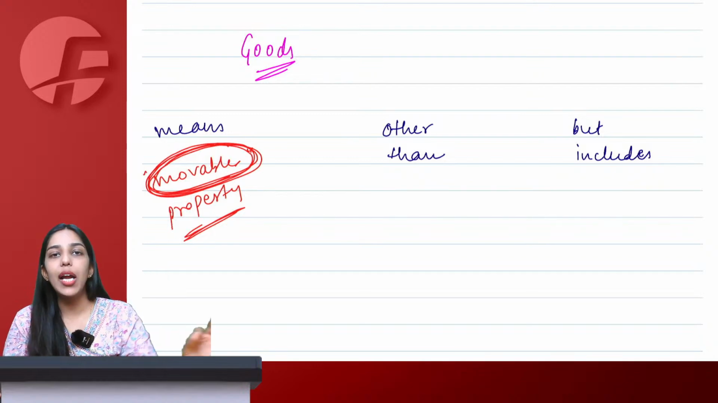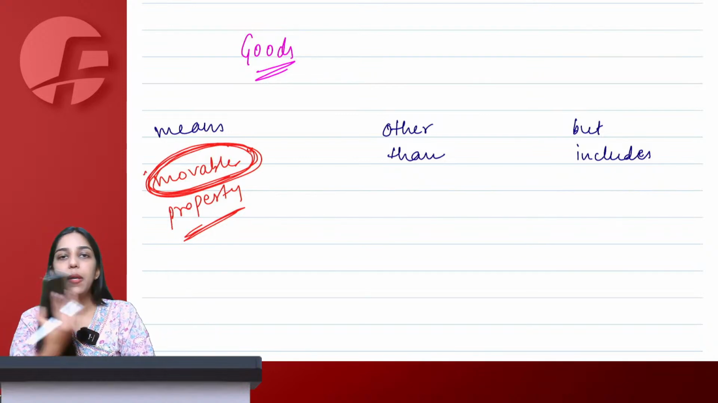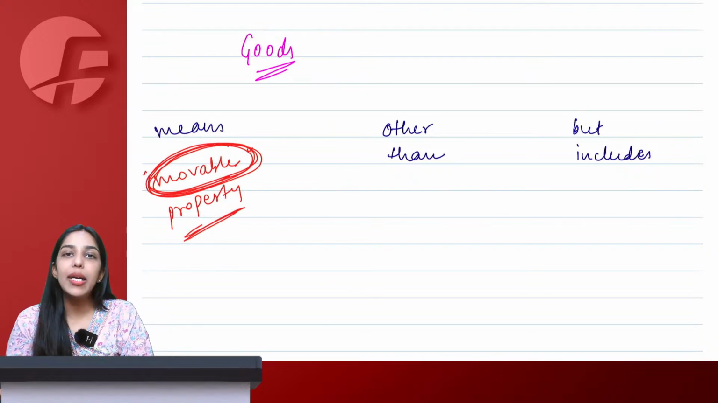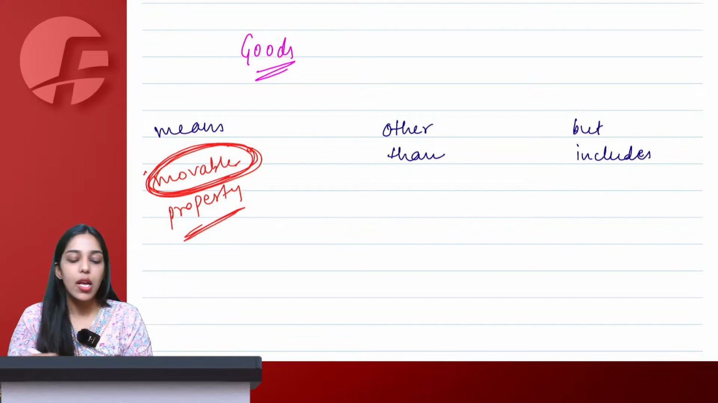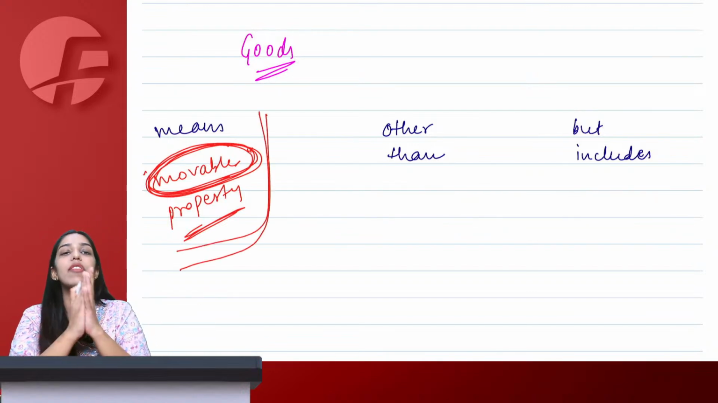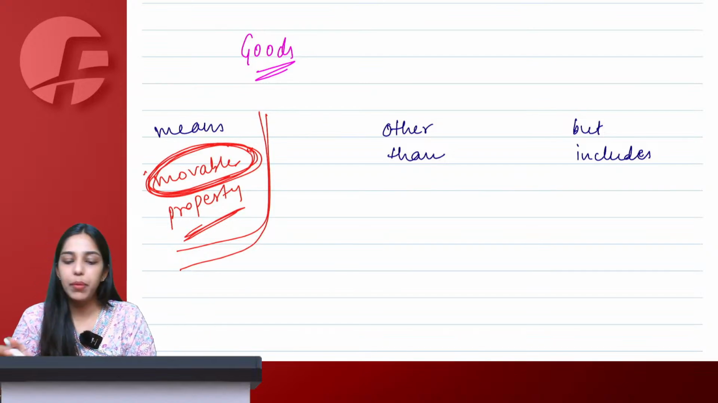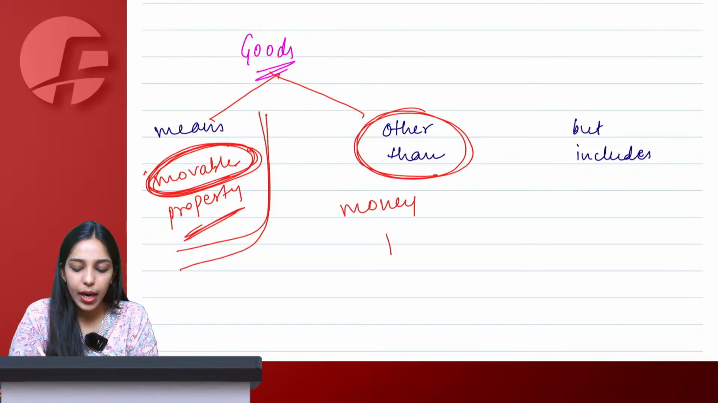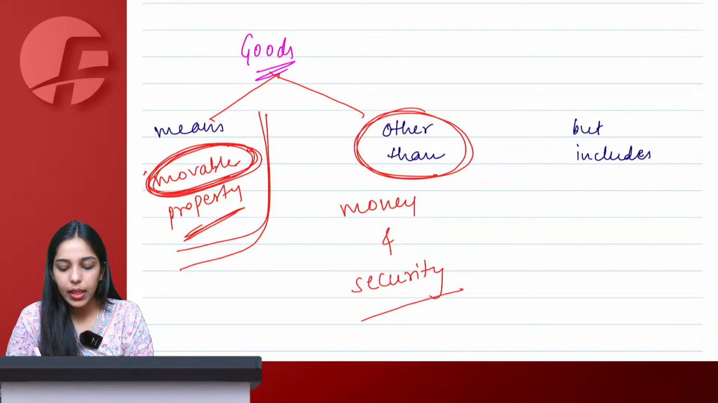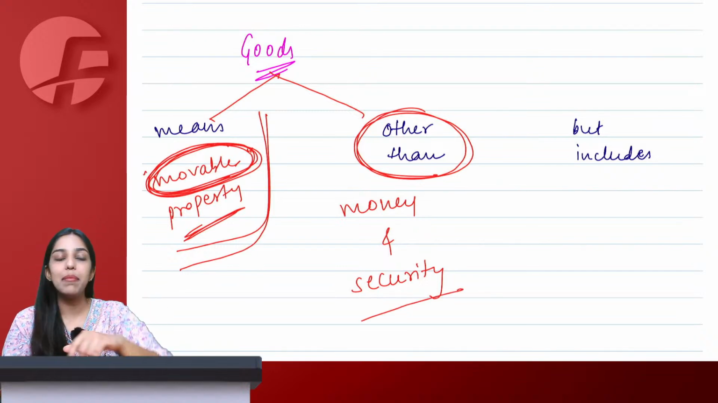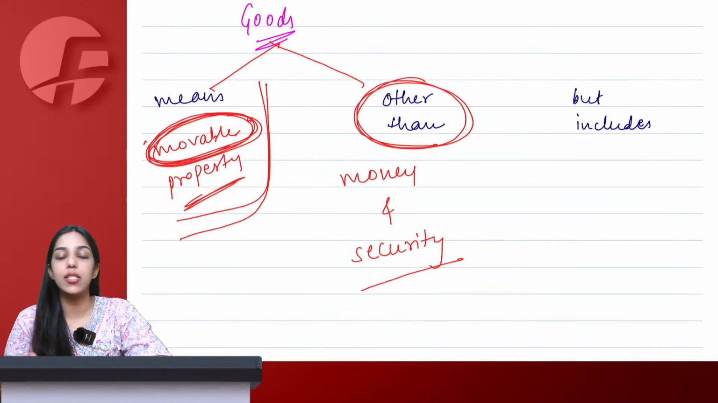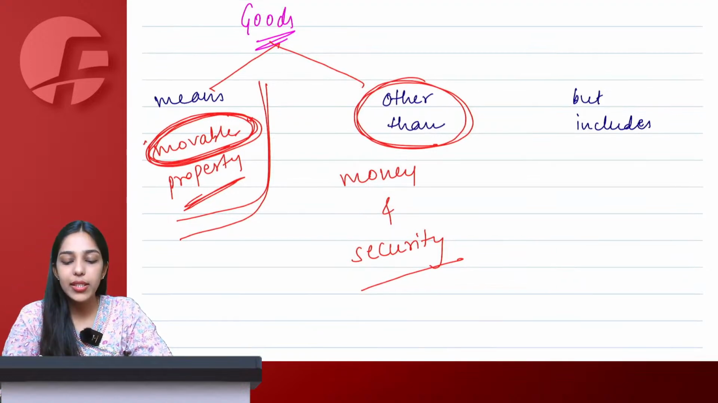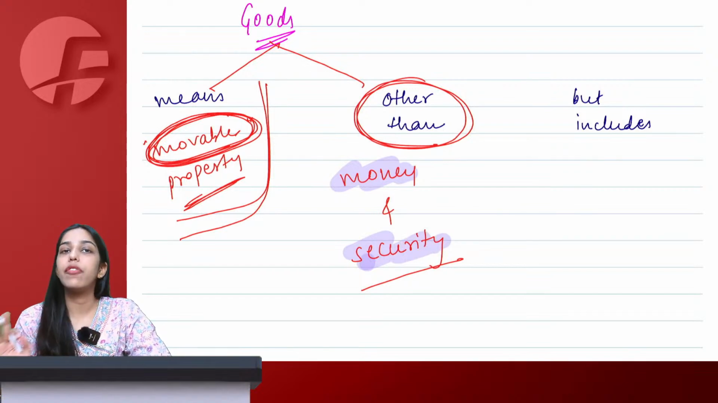All kinds, every kind of movable property, which means my mobile, calculator, PC, makeup items, stationery items, this pen, every kind of movable property that you can think of, everything is considered as goods. So goods is a very, very broad term including every kind of movable property, other than, we say, money and security. Other than money and security, which means money and security might be movable, might not be movable. We are least concerned. We are particularly telling you to exclude money and security from the definition of goods.